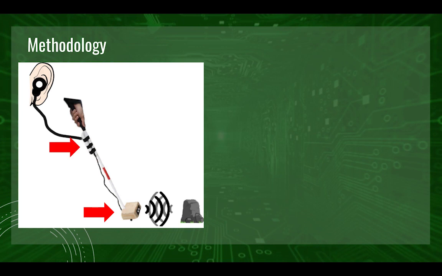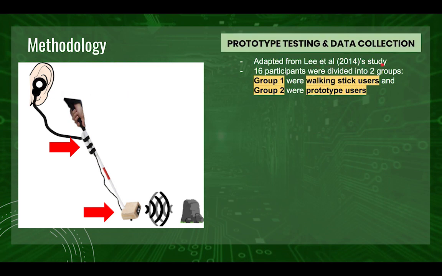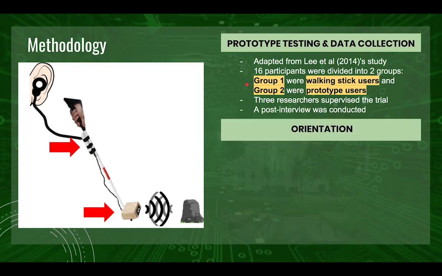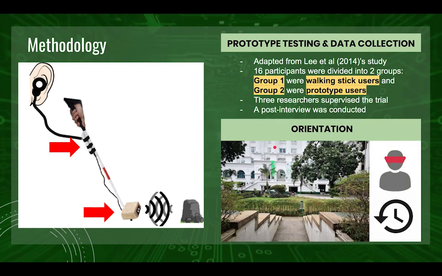The experiment was adapted from Lee and colleagues' study in 2014. We gathered 16 participants and split them into walking stick users and prototype users. Prior to the experiment, they were briefed on how to use and operate their respective devices. Each participant was given about 3 minutes to try their device around the amphitheater inside the campus with a blindfold on. They were also shown the route but were disoriented before their turn. During the experiment, 3 researchers supervised and a post-interview was conducted.